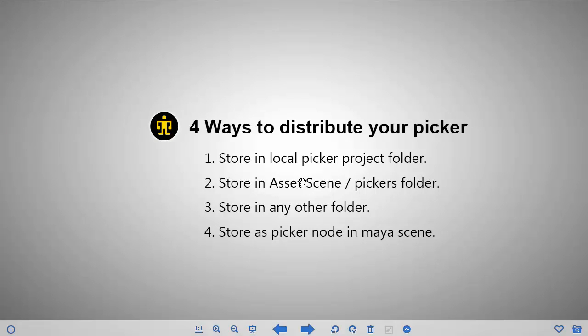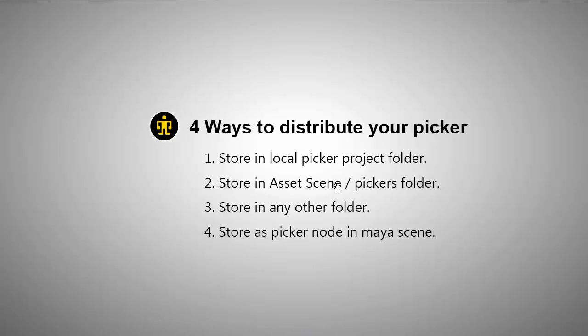So this is the second way to distribute your picker file. It should be within the asset folder and pickers folder, and have a folder that has the same name as that Maya file name. In this way, the picker can be auto-loaded by the animator. Okay, the third way, you can just store in any other folder.